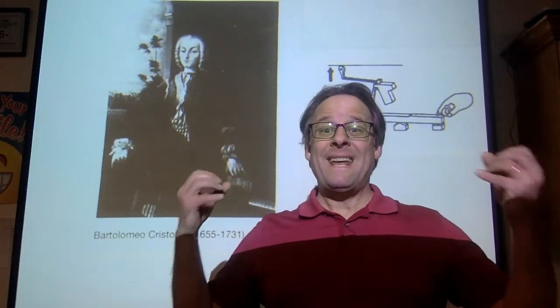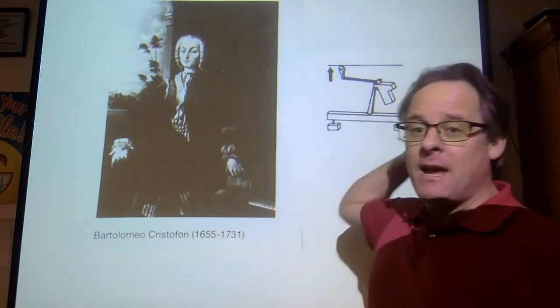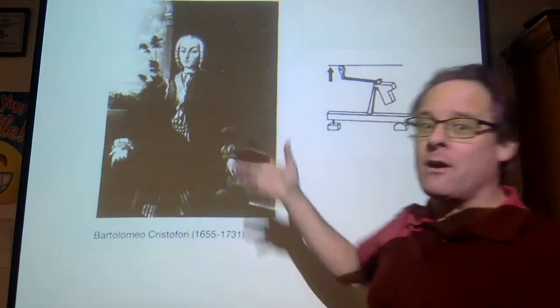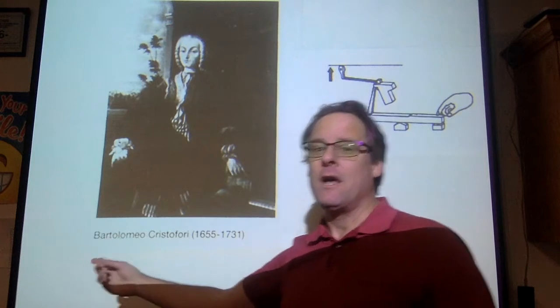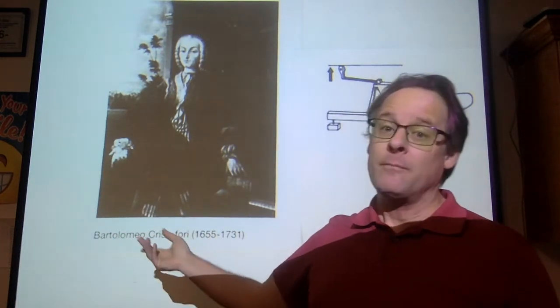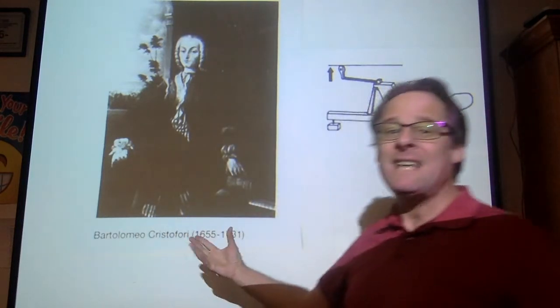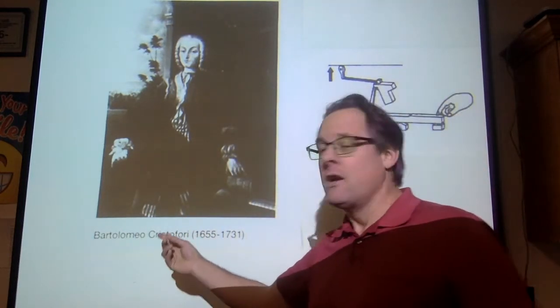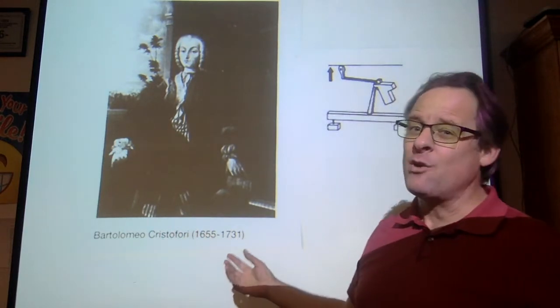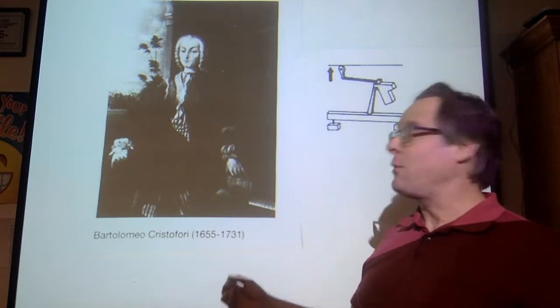So now we're ready for the piano. Now we're in Italy in about the year 1700, and we have this man, the inventor of the piano. His name is Bartolomeo. That's his first name. It's kind of like Bartholomew or Bart, but in Italian, Bartolomeo. His last name, now I'm going to say Cristofori. I don't know if that's correct. Some people say Cristofori. I say Cristofori.